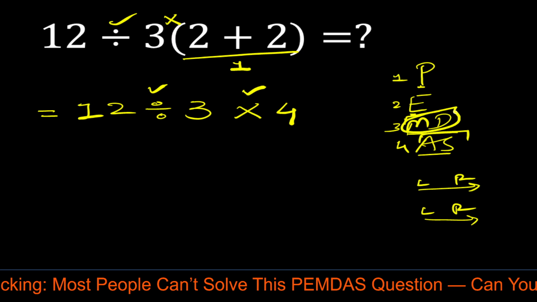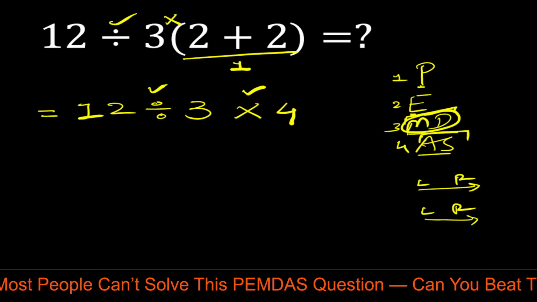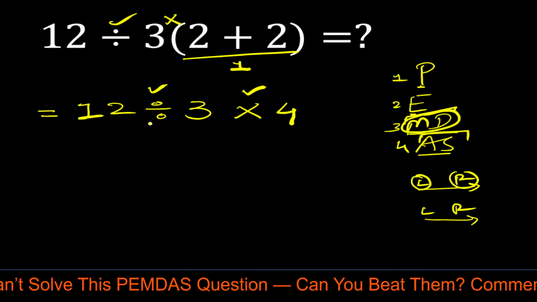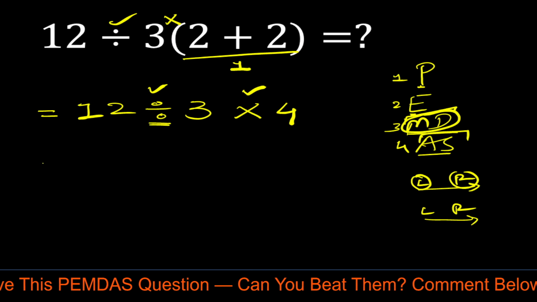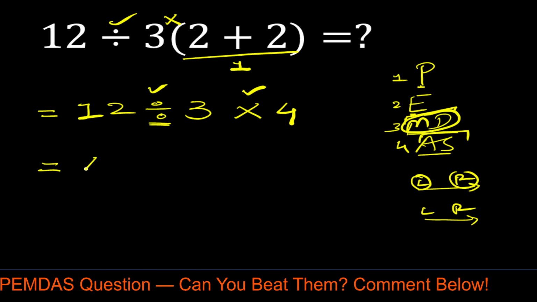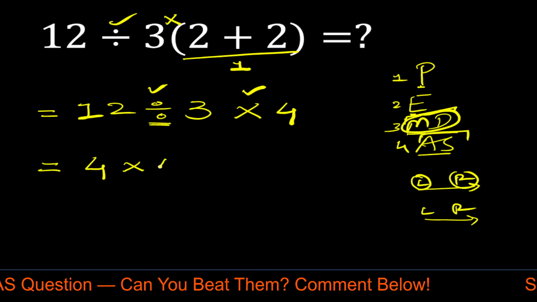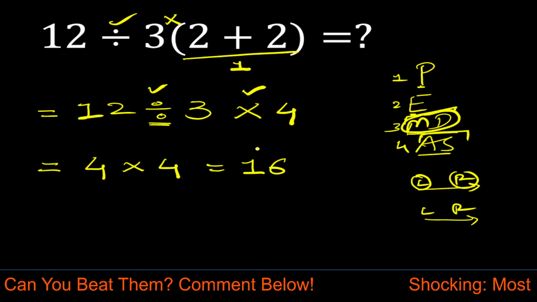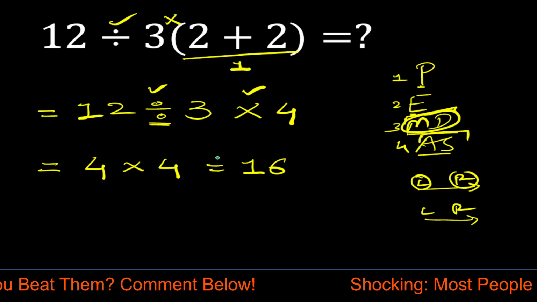Now here we have division and here multiplication. So multiplication and division both have equal priority. So we have to solve it from left to right. So first we have to solve this division, right? So 12 divided by 3 is equal to 4 times 4. So 4 times 4 is equal to 16, right? So the correct answer is 16.